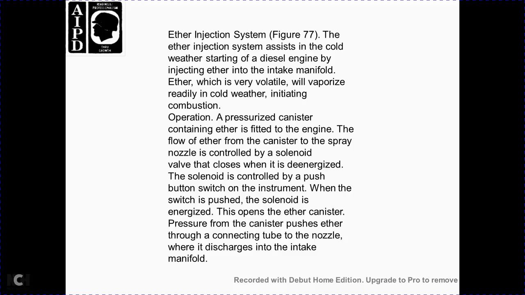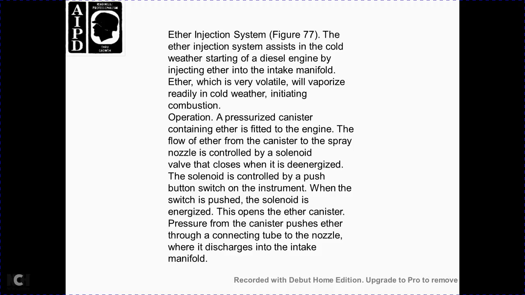The manifold flame heater system, or the ether injection system, figure 77. The ether injection system is for cold weather starting of the diesel engine. Ether is injected into the intake manifold, a very volatile vapor that readily initiates combustion in cold weather. Operation: a pre-pressurized canister containing ether is fitted to the engine, with the flow at the end of the canister, the spray nozzle, and the control solenoid valve closed with the solenoid energized by the push button switch on the instrument panel.